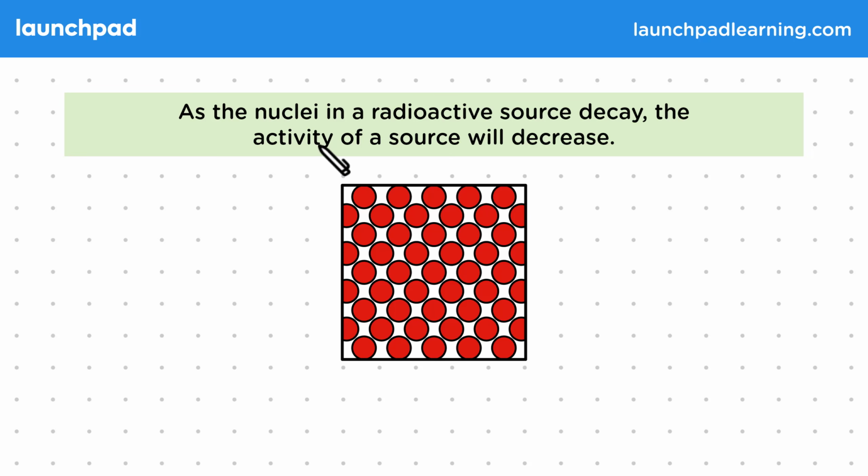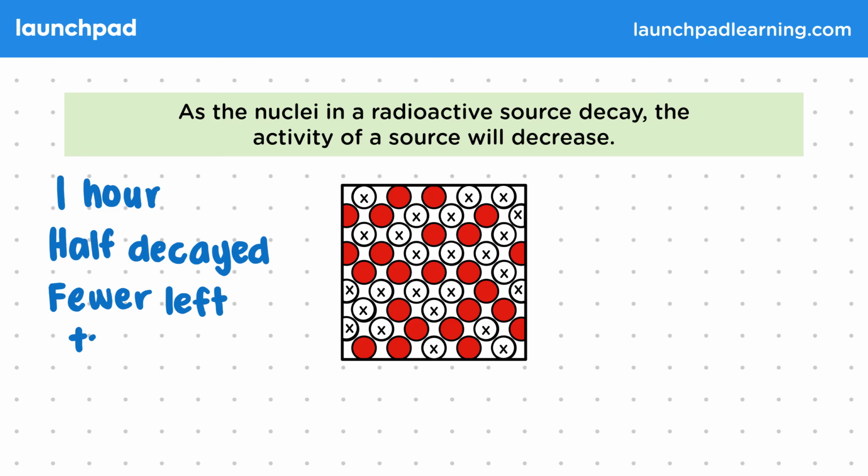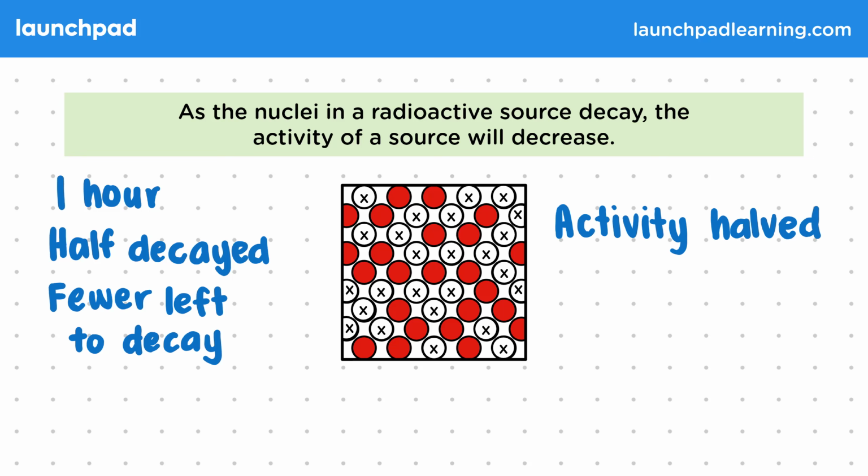Well, let's suppose that over 1 hour, this sample has a high activity, and so half of the nuclei decay. But this means there are fewer nuclei left that can decay. Specifically, only half as many as we started with. These nuclei would all have the same chance of decaying as before. So we'd expect only half of them to decay in the next hour. In other words, the activity has now halved.